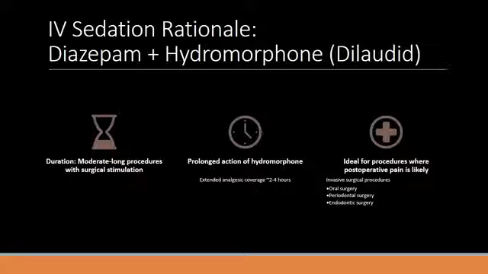So hydromorphone has an extended duration of action. You can see it provides analgesia for about 2 to 4 hours. And so it's nice where you've got long procedures with surgical stimulation where postoperative pain is likely. Some examples of those would be invasive oral surgical procedures, extractions of teeth, bone grafting, periodontal surgery, open flap debridements, things like that. Or maybe you're doing endodontic surgical procedures. Now, once again, I like to personally lean on my local anesthetics for my immediate postoperative analgesia and anesthesia, but you can certainly consider hydromorphone as well.